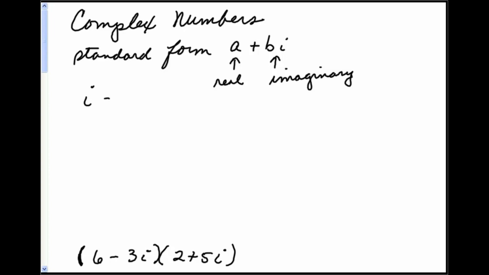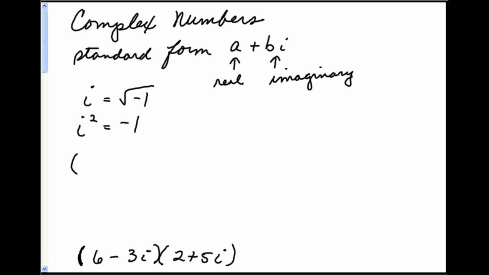i is equal to the square root of -1. We can't take the square root of -1. We always say it's not real, so we assign it i, an imaginary number. If I square i, then I square the square root of -1, i squared equals -1.